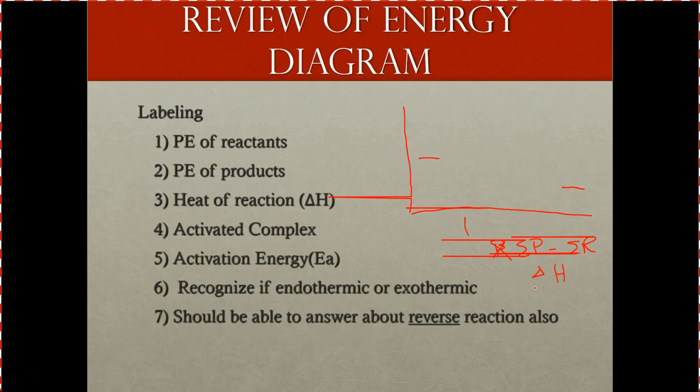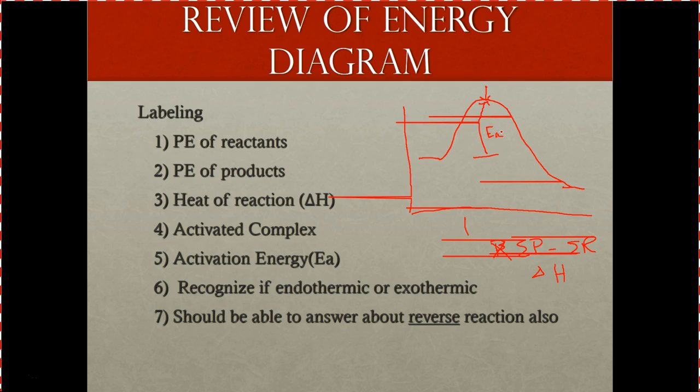The activated complex is the thing that happens at the top. So up here, we have the activated complex that occurs right there. The activation energy is the difference in energy between where the reactants are and where the activated complex is. This is the EA.